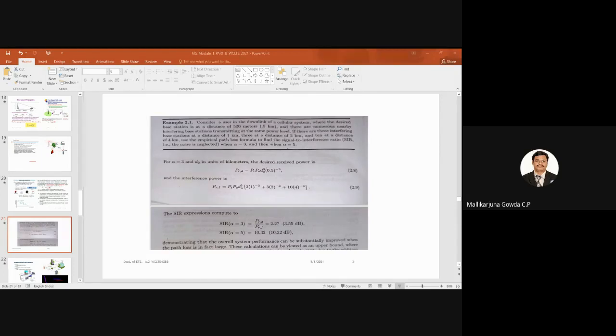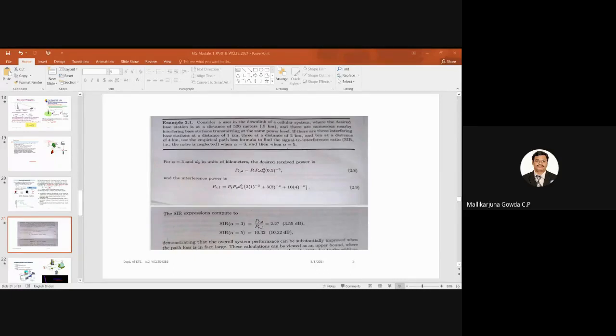So three base stations are there at a distance of 1 kilometer, then another three at a distance of 2 kilometers, then 10 base stations at a distance of 4 kilometers. They are all transmitting at the same power level as the desired base station is transmitting. That is why we call those base stations interfering base stations.